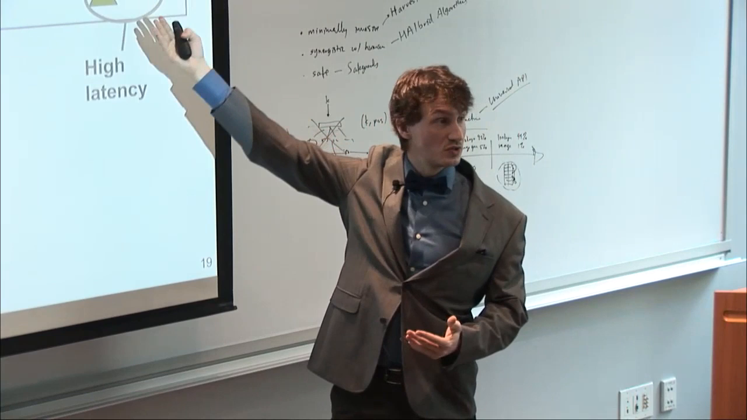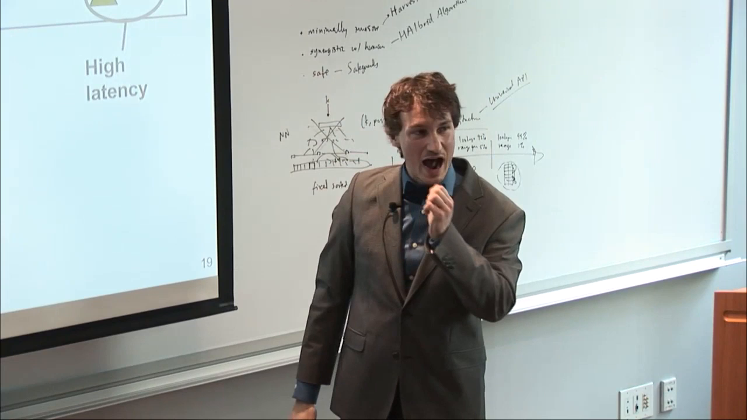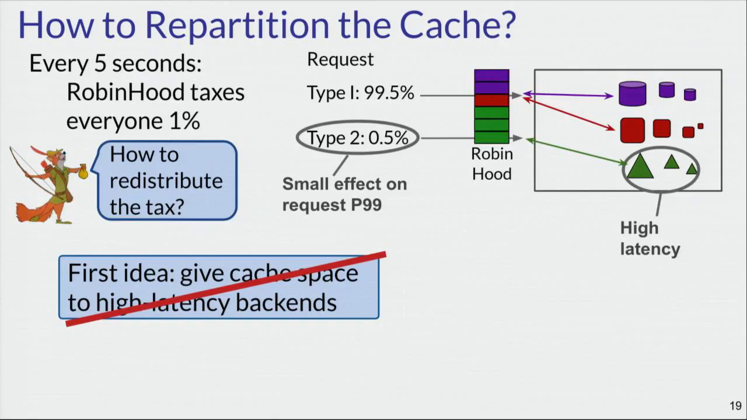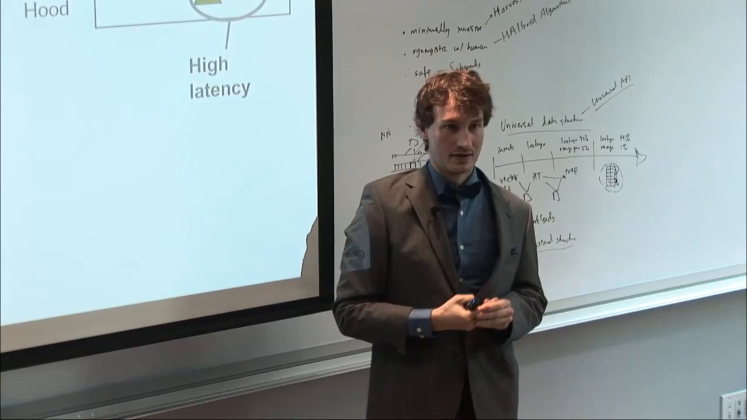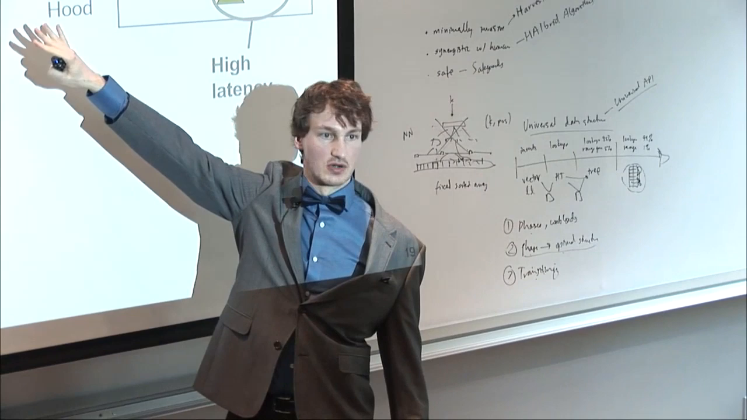But remember, our goal is the P99 request latency. These type 2 guys only make up 0.5% of all the requests. Whatever we do there is very unlikely to affect the actual P99. There are just too few of these people to really affect the P99. So this is a pretty easy example.